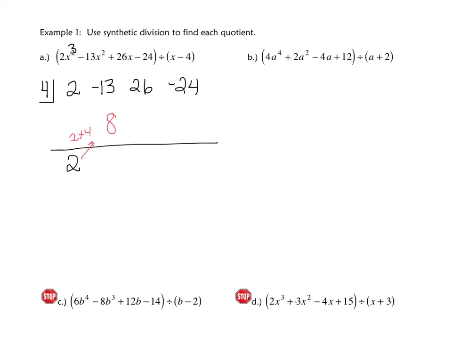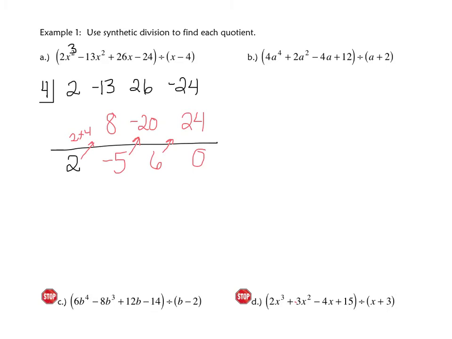Going down, I add. So negative 13 plus 8 is negative 5. Diagonal, I multiply by the 4, and it's going to be negative 20. Going down, I add. It's positive 6. Diagonally, I multiply 6 times this 4 that's in the box, the value of r. You get 24. Going down, we add 0.